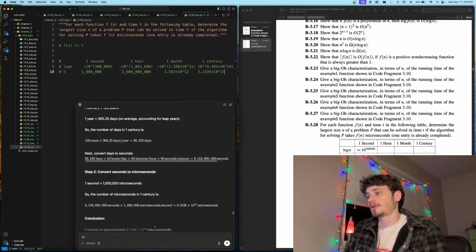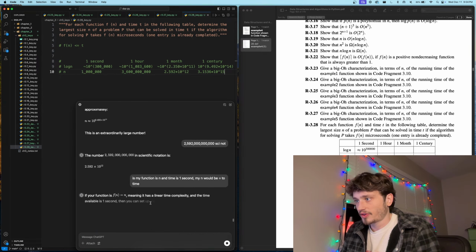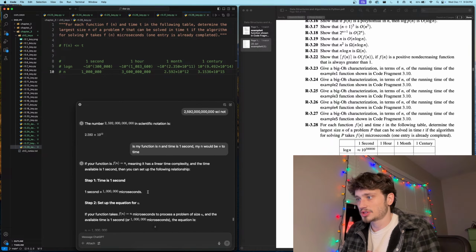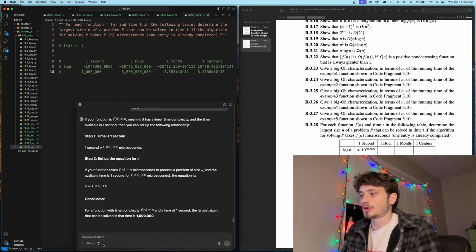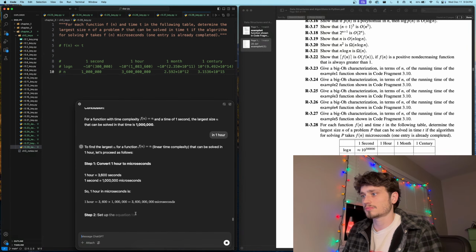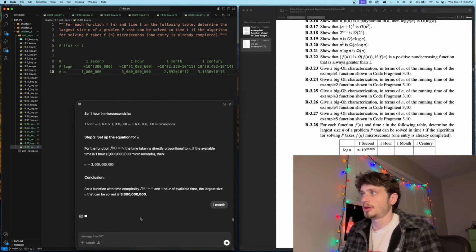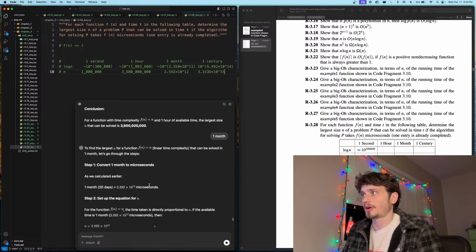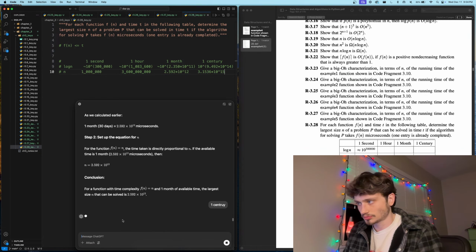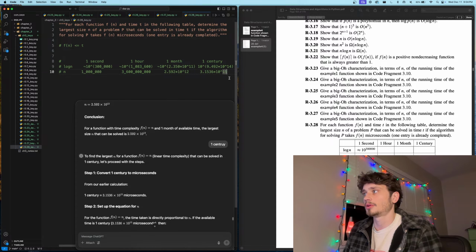So if my function is n and time is 1 second, my n would be equal to time. If your function n is linear time complexity and the time available is 1 second, you can simply add the relationship. So 1 million microseconds, right? Then in 1 hour it would be 3.6 billion microseconds. In 1 month, it'd be 2.59 to the power of 12, yep. And then 1 century, to the power of 15. Cool. Okay, that took care of that one.